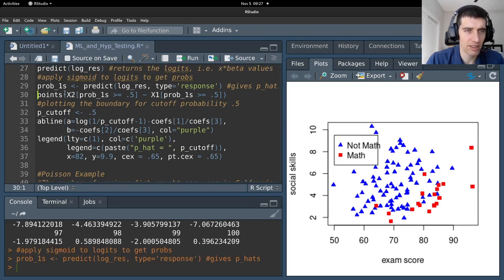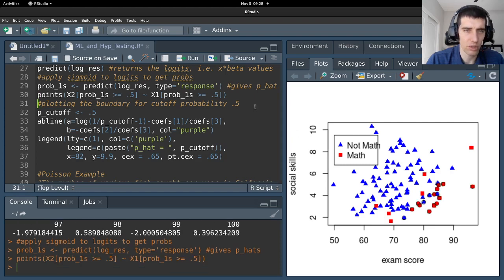Okay, and then let's set this cutoff. So what I've done is I've circled all the points which have probability of being a 1 greater than or equal to 0.5. So that again matches what we have in the slide.